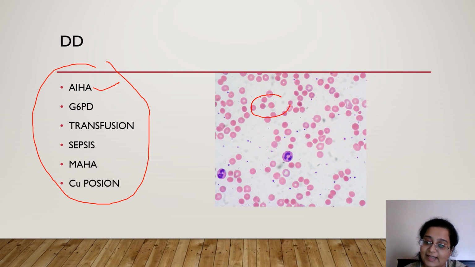G6PD, you will get bite cells. Transfusion, you will not only get spherocytes, you will get normocytic normochromic cells also, with macrocytic or microcytic cells, meaning a multiple range of cells you'll get. Sepsis, you will get a large number of polymorphs with toxic granules. MAHA, TTP, you'll get clinical features, you'll get schistocytes, you'll get spherocytes. Copper poisoning, you might get vacuoles in the erythroid and the myeloid lineage cells with spherocytes. Okay.